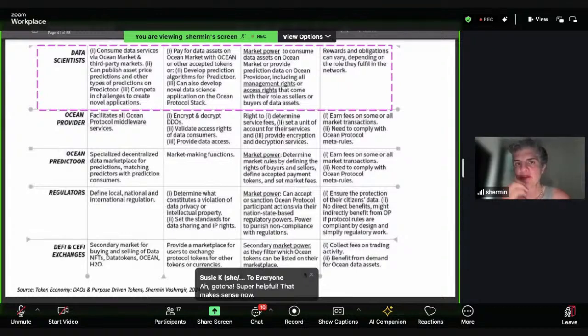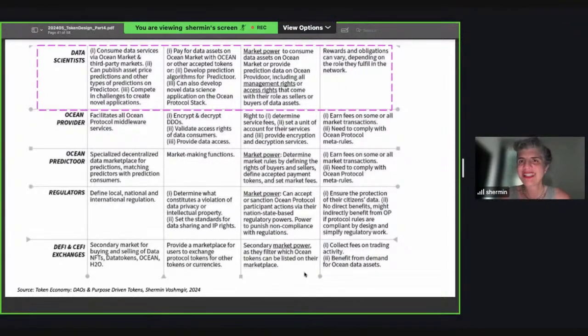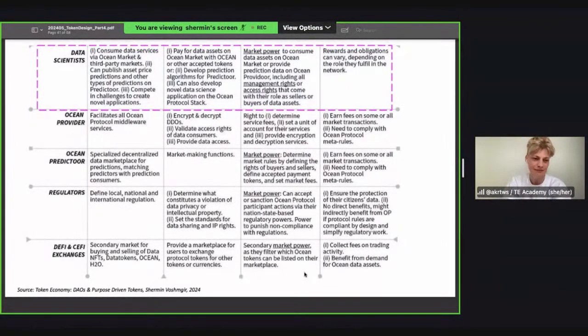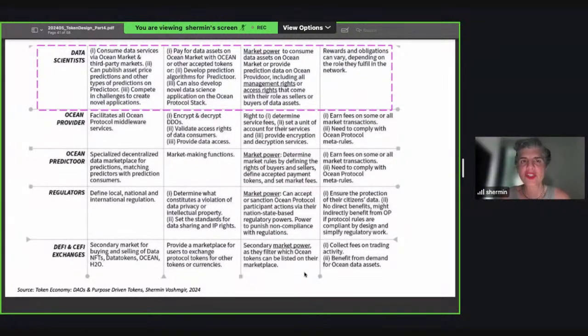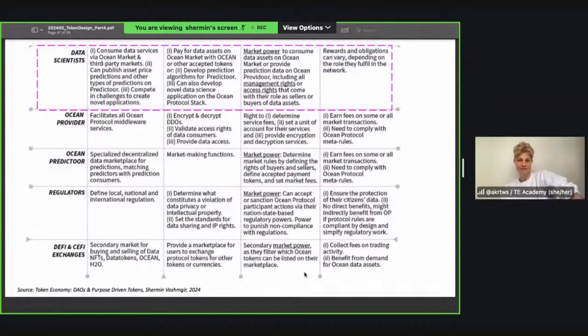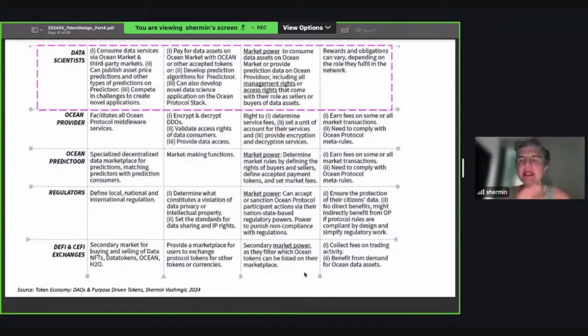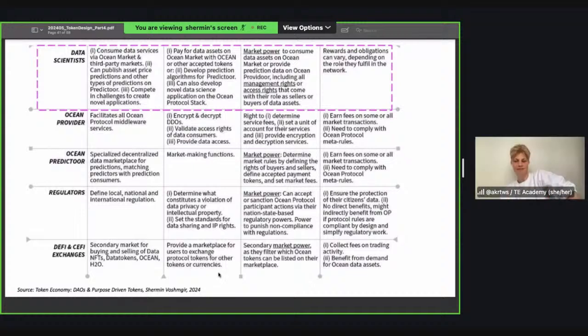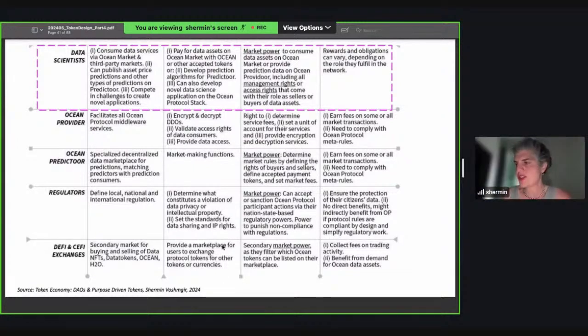This table, though, is very superficial, right? We will look at the different token types. This is just to get a general overview of the role and the functions and the general rights and rewards. This is not detailed. This is very high level. So maybe something gets lost in generalization.